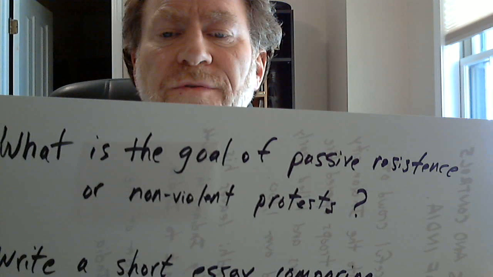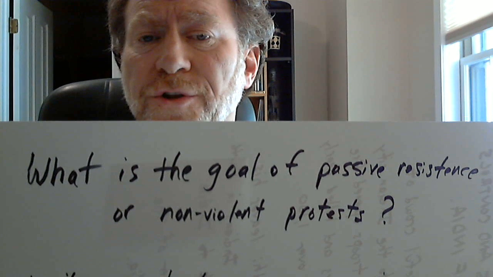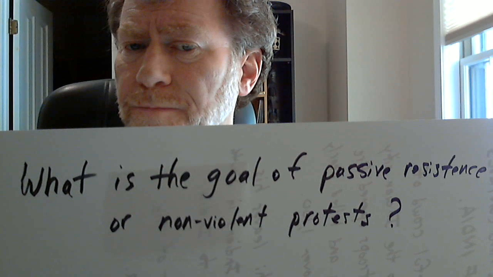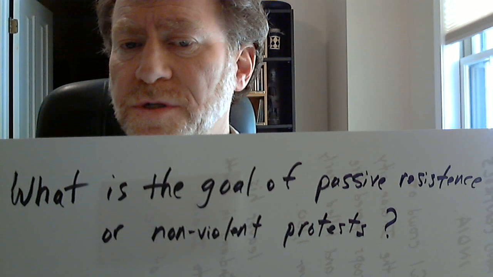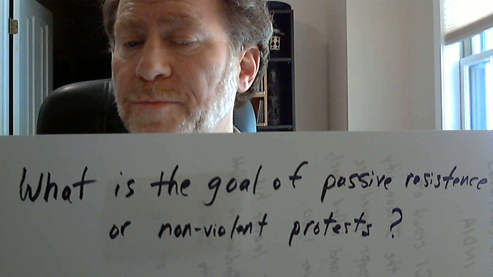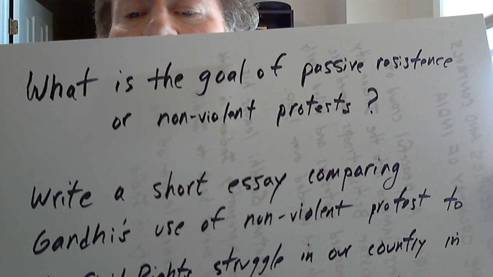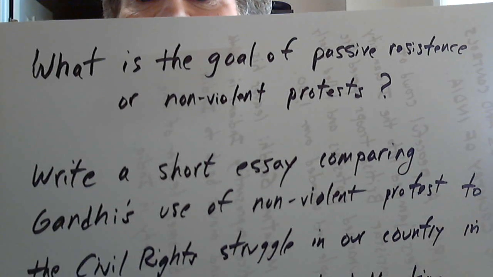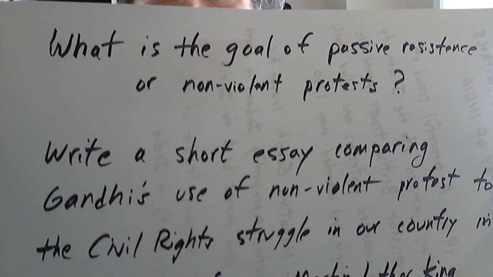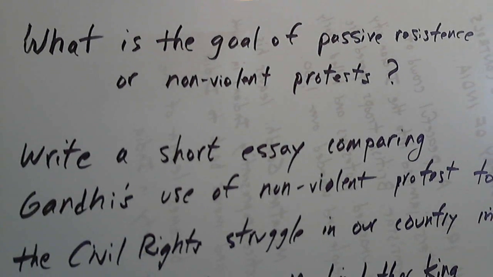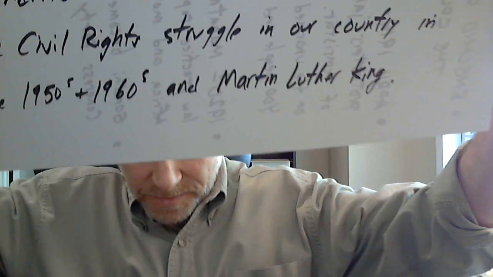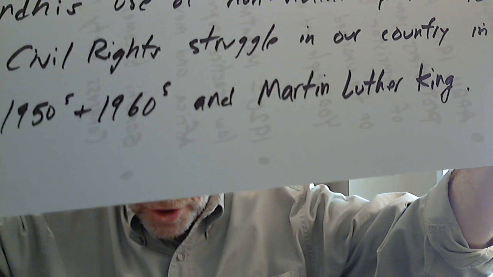And for homework, what I'd like you to do is think about what we've seen. Think about the tactics that Gandhi used to achieve independence for India, what he went through. And then I'd like you to write a short essay comparing Gandhi's use of nonviolent protest to the civil rights struggle in our own country in the 50s and 60s, and how it was used by Martin Luther King. So there are a lot of similarities, and I just want you to think about that and bring in a short essay, and then we'll further discuss that tomorrow.